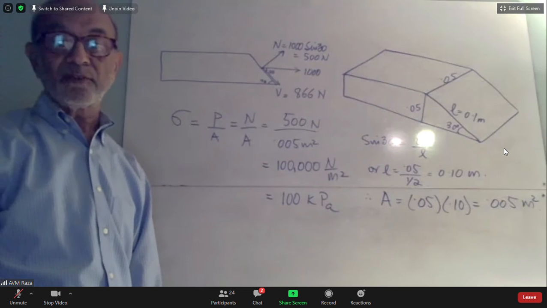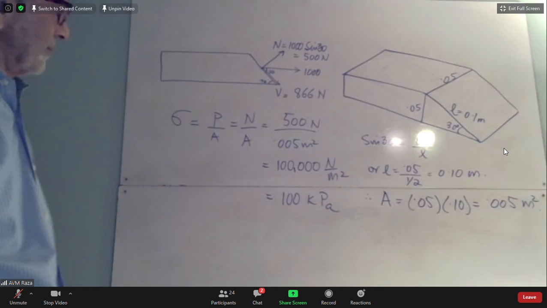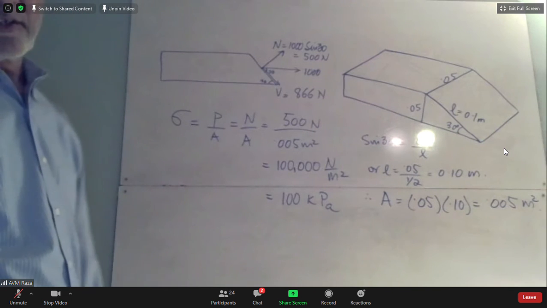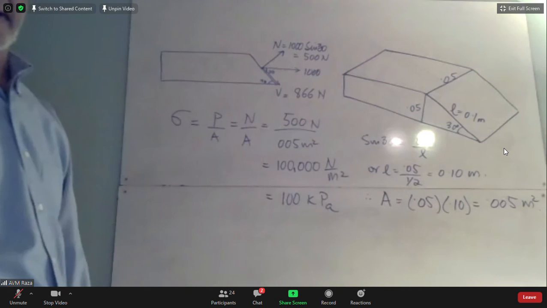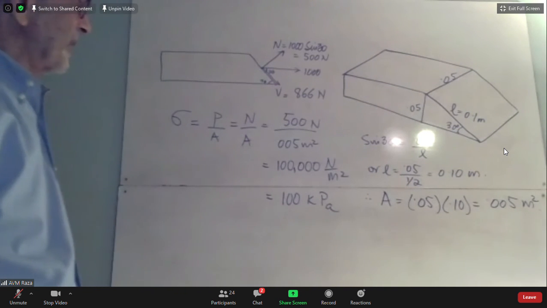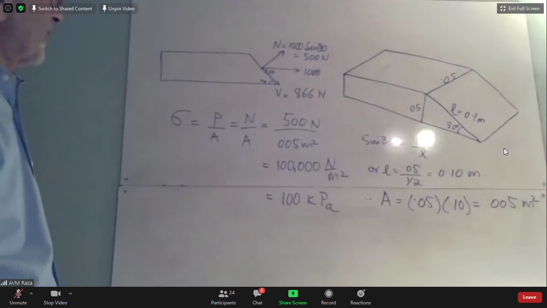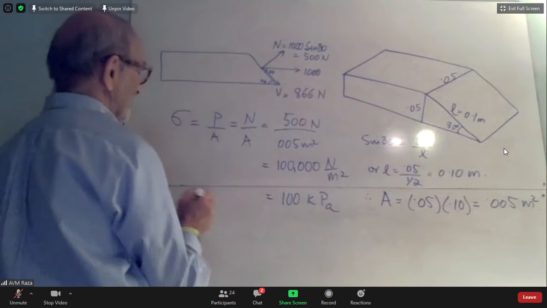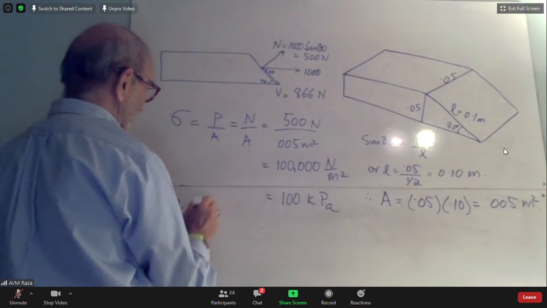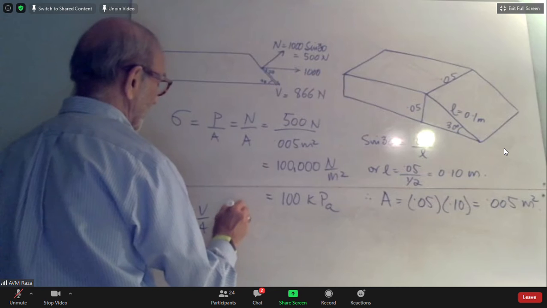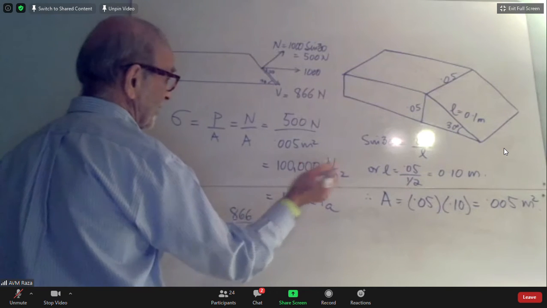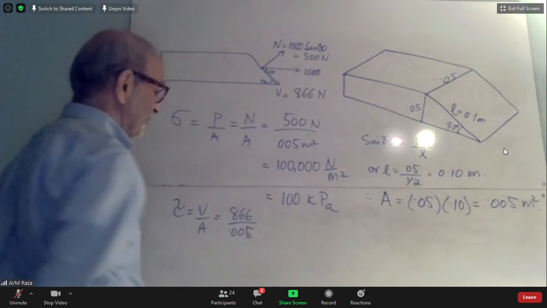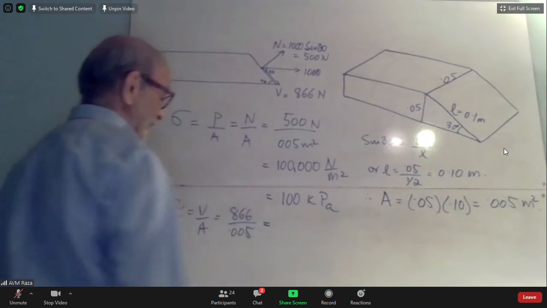So kilo is 1000 pascals, right? That's the answer number one. What are the stresses? What is the normal stress on the inclined plane? Well, it is this 100 kilo. And to find the shearing stress, we will need the shear force, which is parallel to the area, which is 866 newtons. So tau will be equal to V over A, equal to 866 divided by the same area, which is 0.005 meters square.